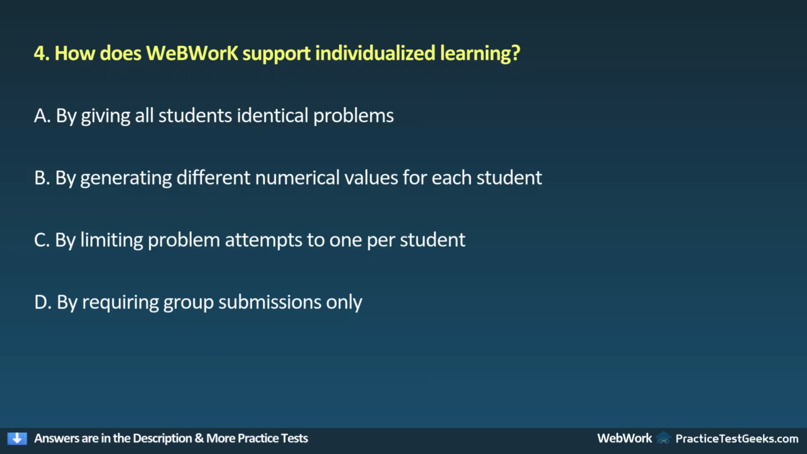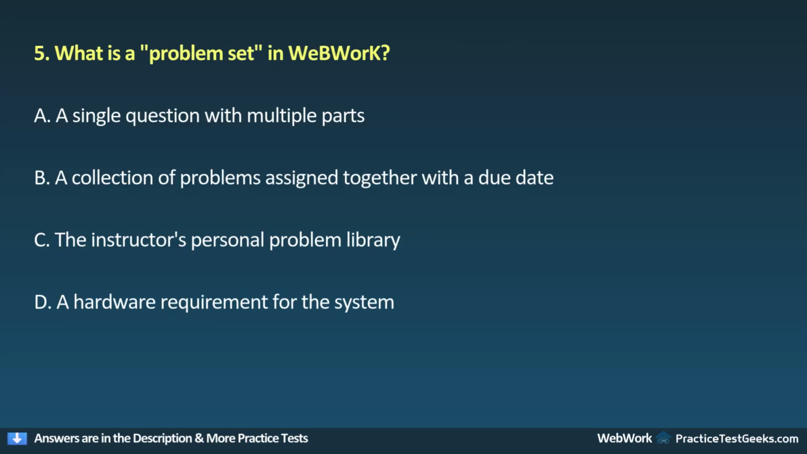4. How does WeBWorK support individualized learning? A. By giving all students identical problems. B. By generating different numerical values for each student. C. By limiting problem attempts to 1 per student. D. By requiring group submissions only.